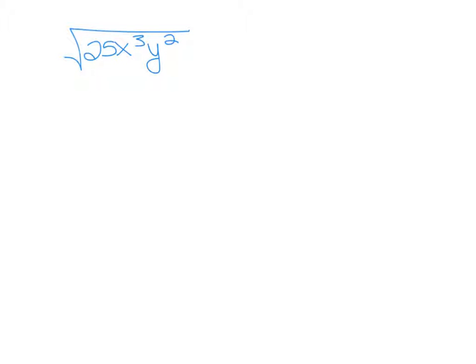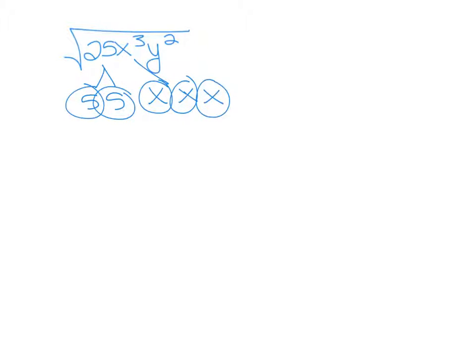Now we're going to include variables into the radicals. It's not too different, but we do need to factor tree the variables as well. So 25 is 5 and 5. So there's a pair. And then x cubed would be x, x, x. And y squared would be y times y.